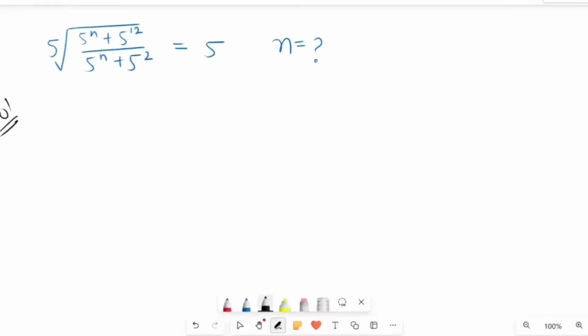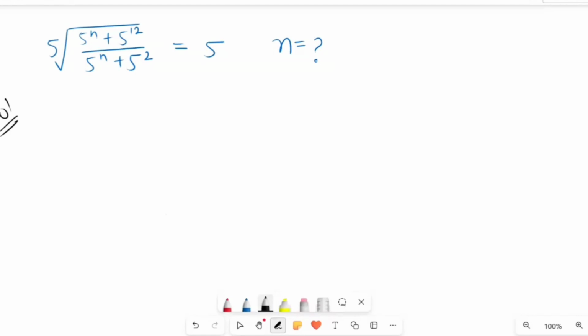Hi, here we have a nice mathematical equation: the 5th root of (5^n + 5^12) / (5^n + 5^2) is equal to 5. Here we are going to find out the value of n. So let's start our solution.